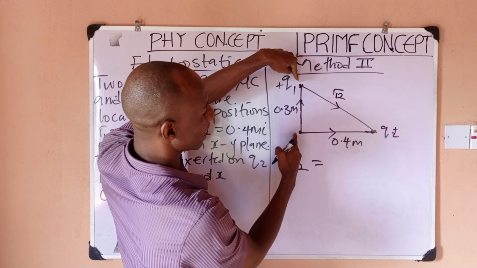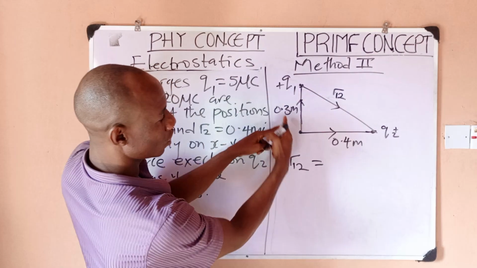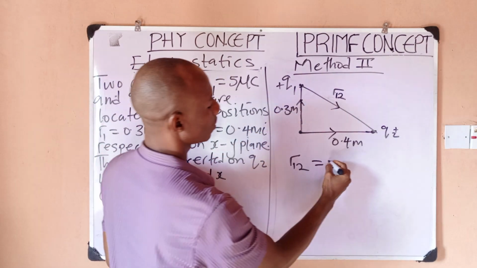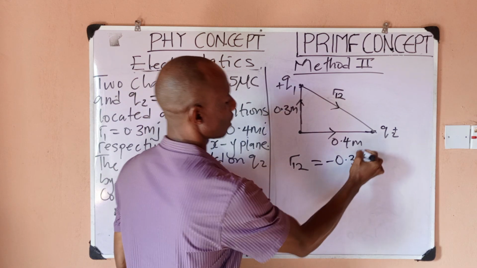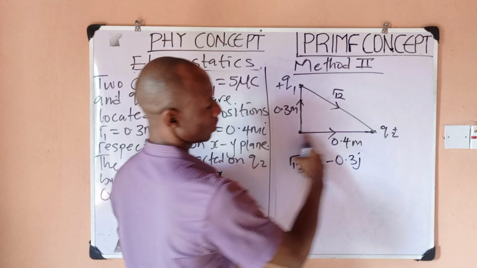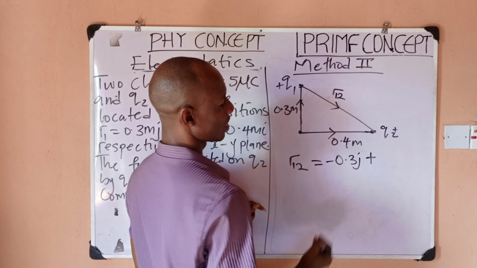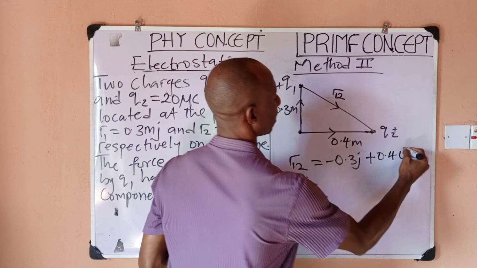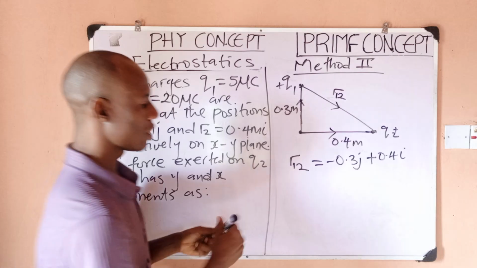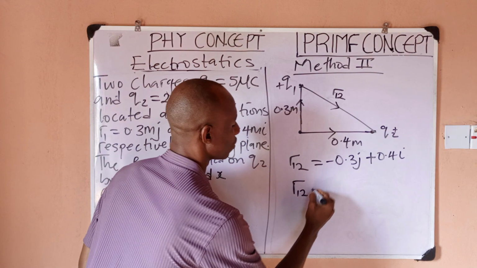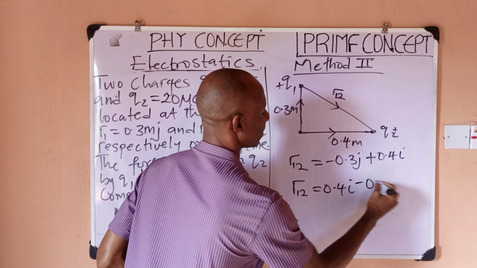Now, when you are taking this direction, take note that you are moving opposite to the normal direction. So it's going to be negative 0.3. Remember, this is your y, so I will use J. When you get here, you now move like this, in the same direction as the arrow. So it's still positive 0.4 I. It is customary to write I before J. So I'm going to rewrite this as R12 equals 0.4 I minus 0.3 J.